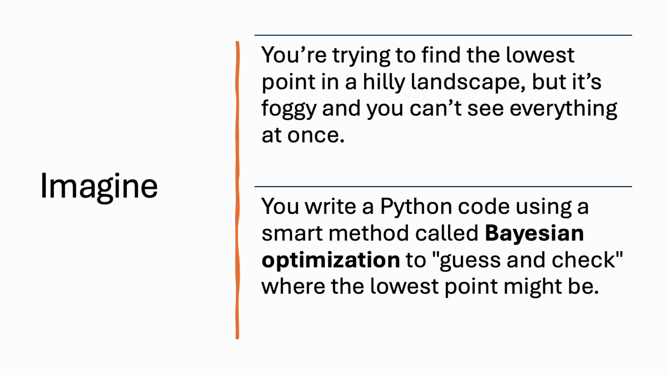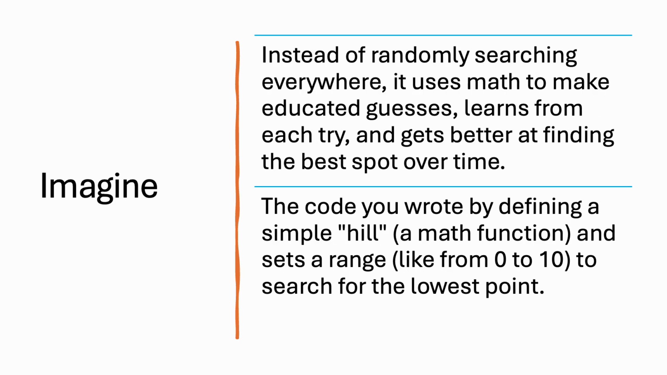So imagine you're trying to find the lowest point in a hilly landscape, but it's foggy and you cannot see everything at once. You write Python code using a smart method called Bayesian optimization to guess and check where the lowest point might be. Instead of randomly searching everywhere, it uses math to make educated guesses, learn from each try, and get better at finding the best spot over time.